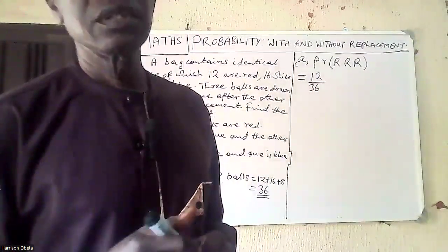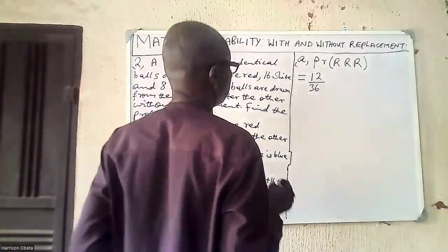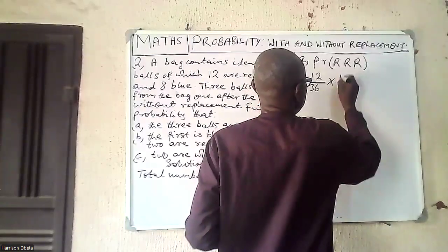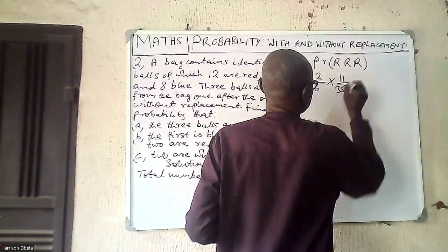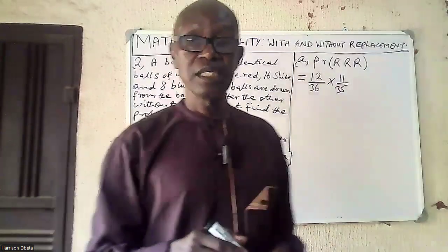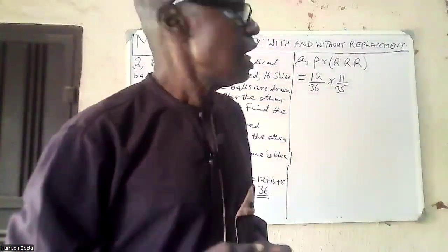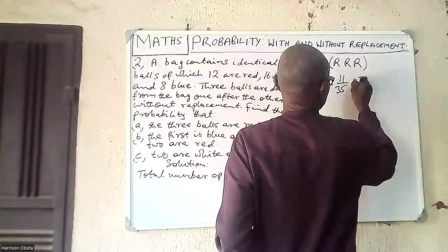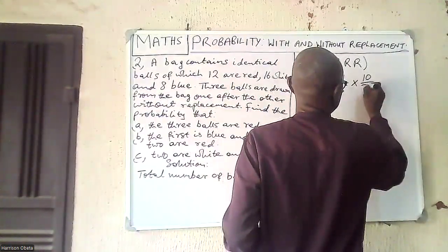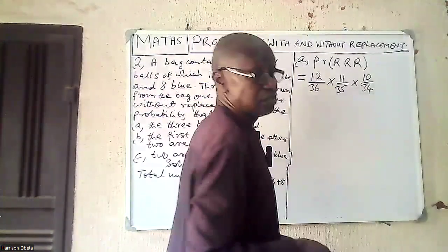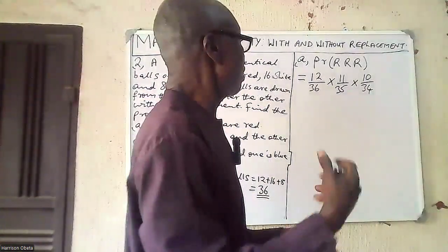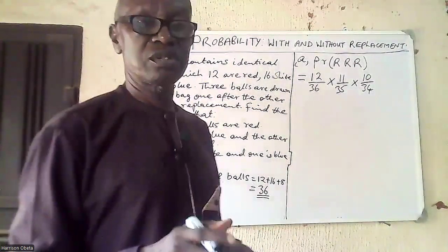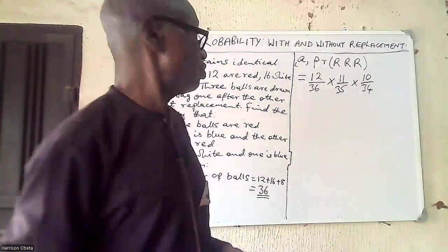And then to pick the second red ball, remember the total number has reduced by 1. It will now be 11 over 35 because it will remain 35 inside the bag. Then the probability of picking the third red ball is multiplied by 10 over 34. It has reduced again as we are picking. The total number is being reduced and the number of red balls are also being reduced.